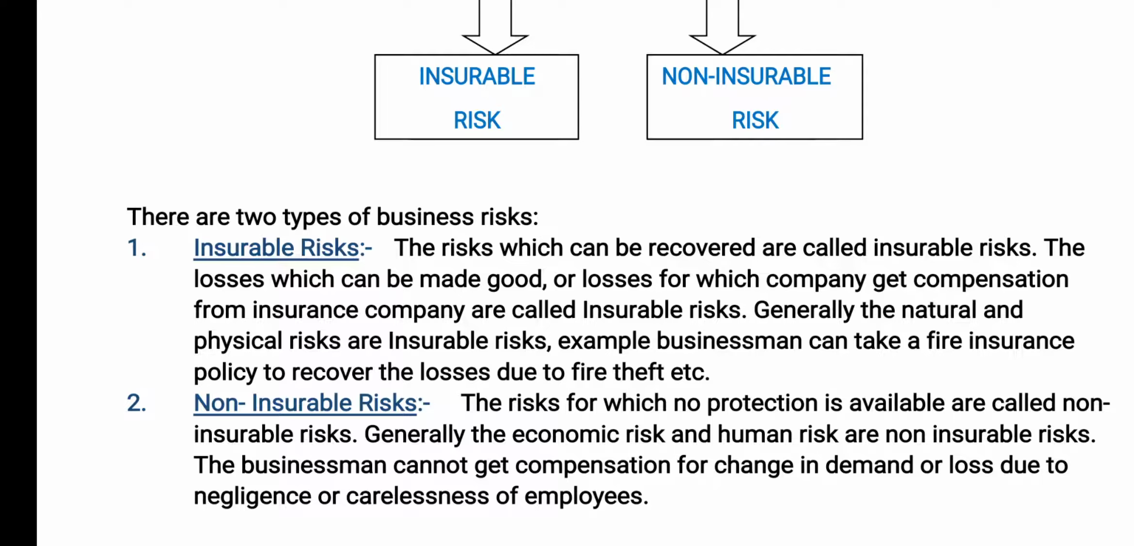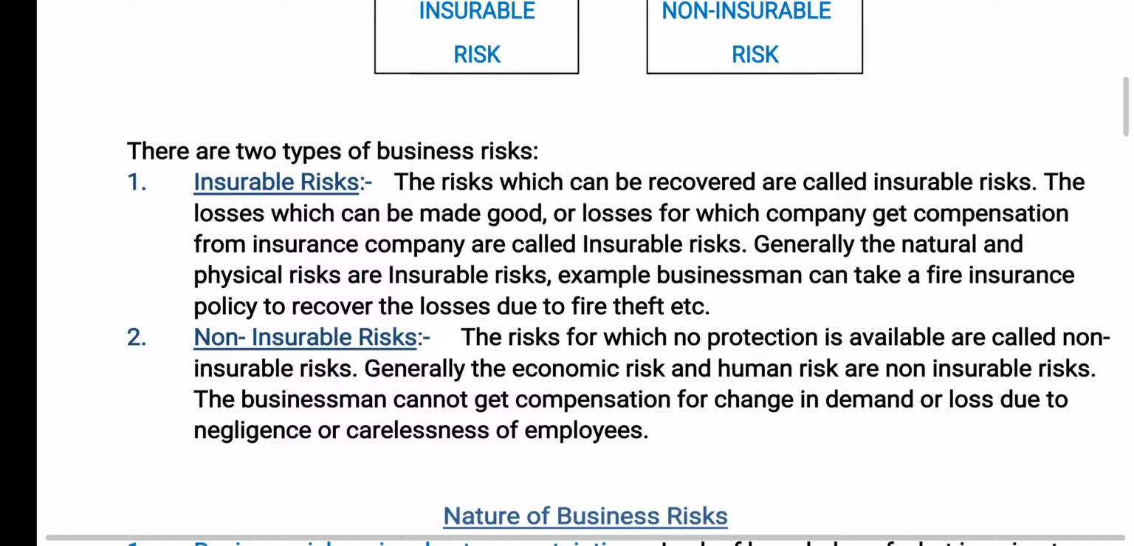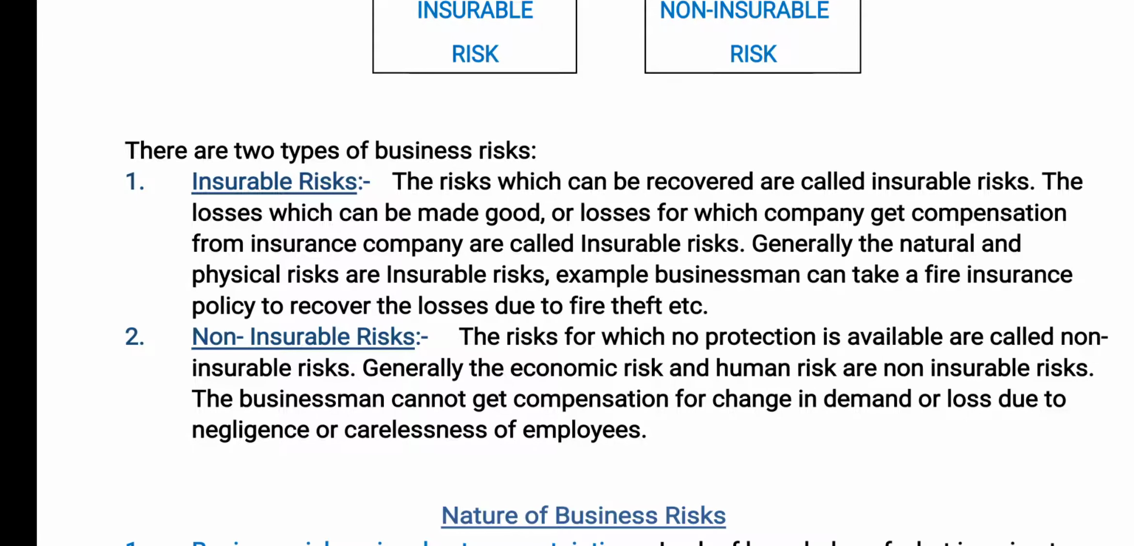Or he can also take an insurance policy to get protection from flood, earthquake, or from damage of assets such as bursting of boiler, etc. Non-insurable risk. The risks for which no protection is available are called non-insurable risks. Generally, the economic risks and human risks are non-insurable risks.